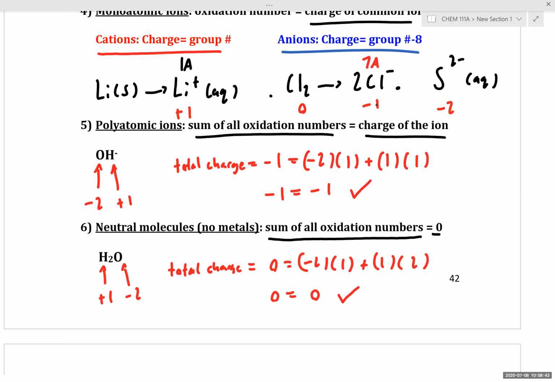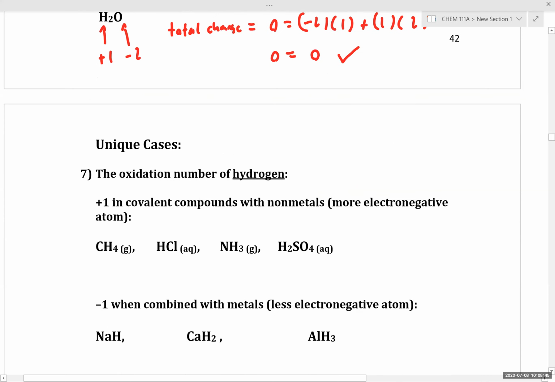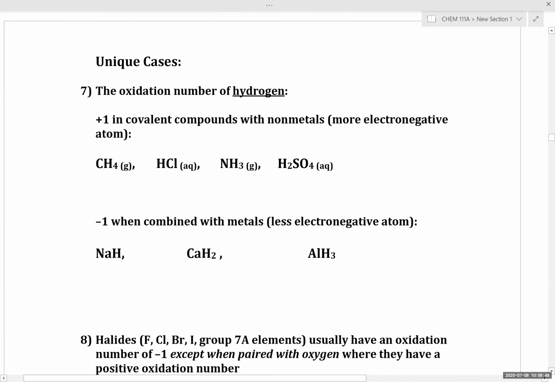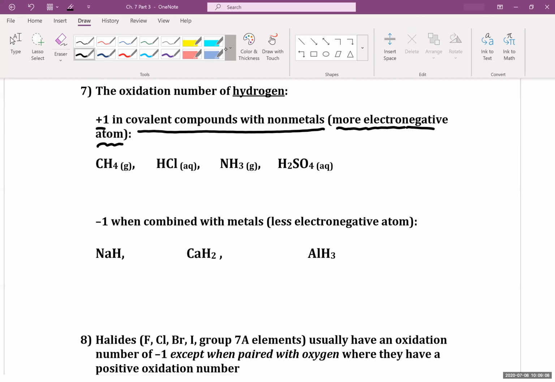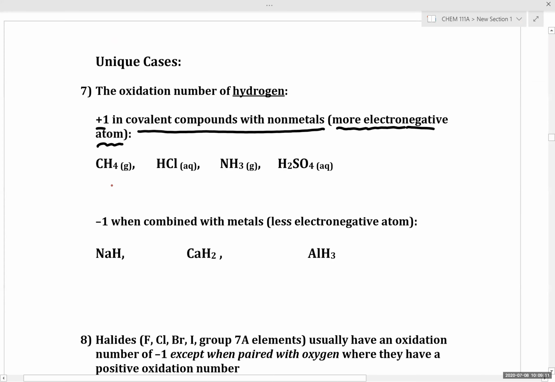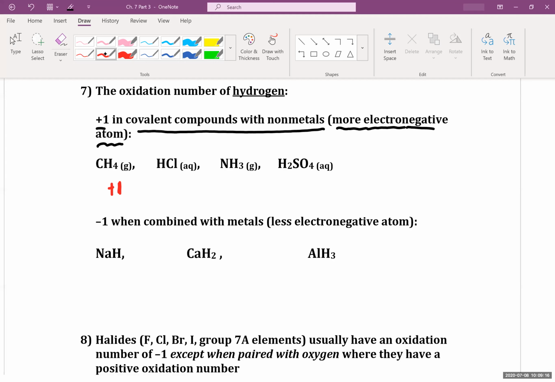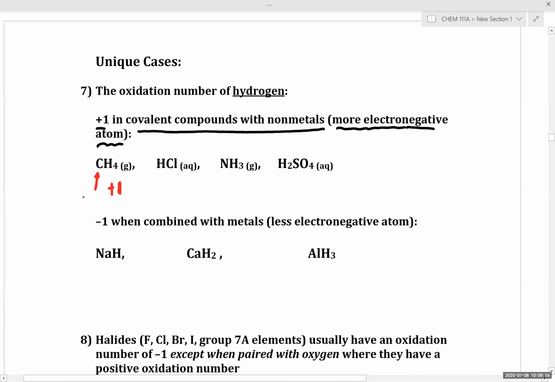Perfect. So let's keep going now, and let's talk about some unique cases which make sense if you think about electronegativity rules. The oxidation number of hydrogen is +1 in covalent compounds with non-metals. Essentially, we have a more electronegative atom. So for example, in this case, hydrogen has an oxidation number of +1, and as a result, carbon has an oxidation number of -4.